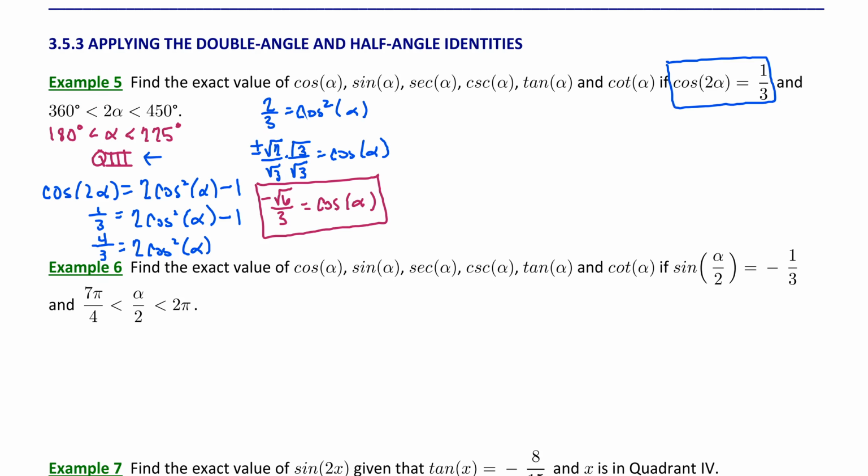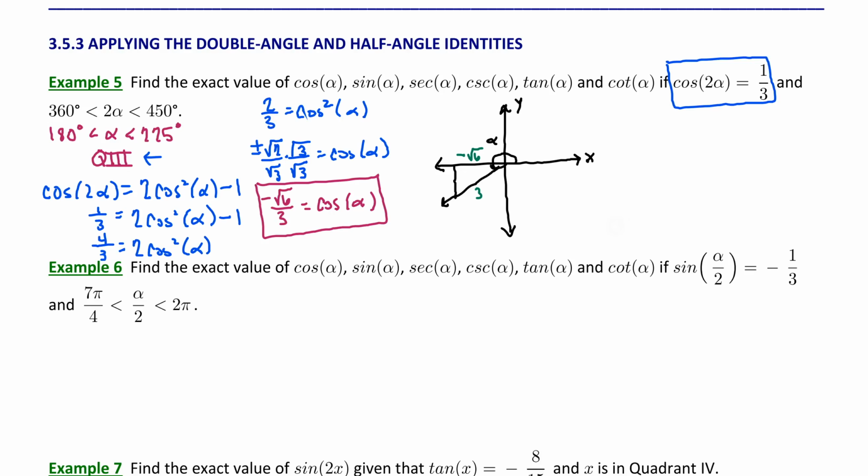So I'm going to make a sketch here of the angle alpha somewhere in quadrant 3. We don't know the exact value, but we know it's between 180 and 225 degrees. So somewhere over here, we have the angle alpha. Now, we know that cosine of alpha is equal to negative square root of 6 over 3. Recall that cosine is defined as the x-coordinate divided by r. So we could say the horizontal segment here is negative square root of 6 and the hypotenuse is 3.